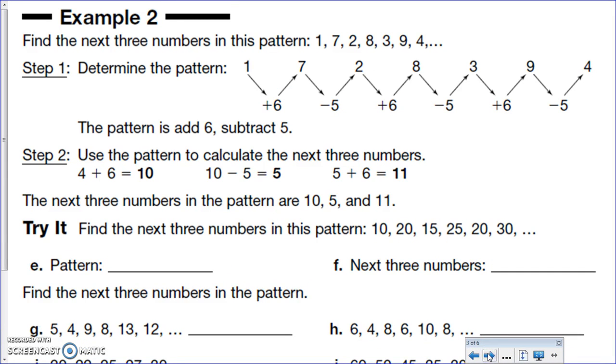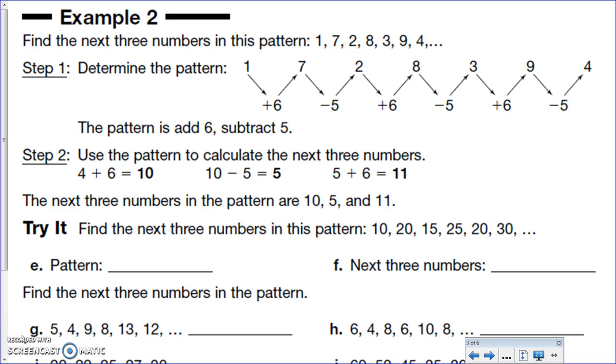Example 2, find the next three numbers in this pattern: 1, 7, 2, 8, 3, 9, 4. So step 1, determine the pattern. So 1 to 7 is plus 6, 7 to 2 is minus 5, 2 to 8 is plus 6, 8 to 3 is minus 5, 3 to 9 is plus 6, and 9 to 4 is minus 5. So the pattern has two steps. It's add 6, then subtract 5.